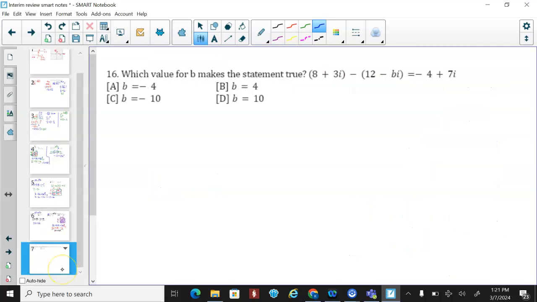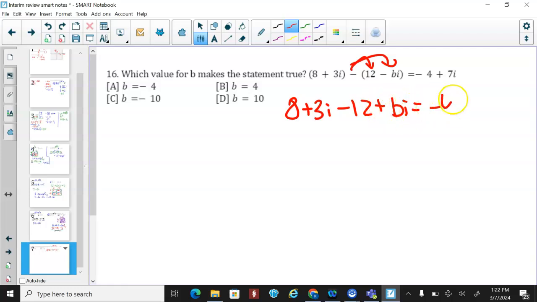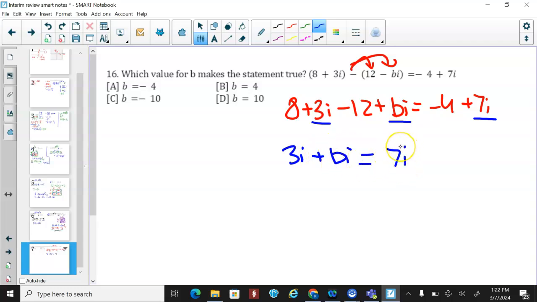Okay. And then the last question for this video, which value for b makes the statement true? So again, I highly recommend to all my students and whoever is watching this video that you first distribute the negative before you start setting anything up. So 8 plus 3i minus 12, now plus bi will equal negative 4 plus 7i. Now I'm going to choose only the i parts of an imaginary and set them up equal to each other. So you got 3i plus bi equals 7i. You're solving for b, so I'm going to move the 3i to the other side. Okay? And then you got bi equals 4i.